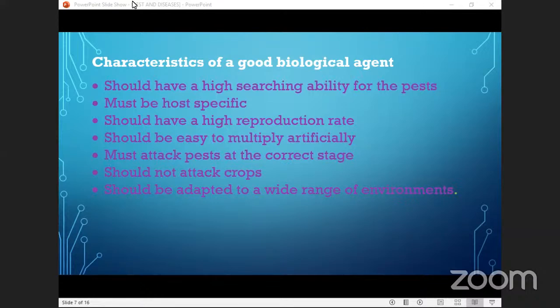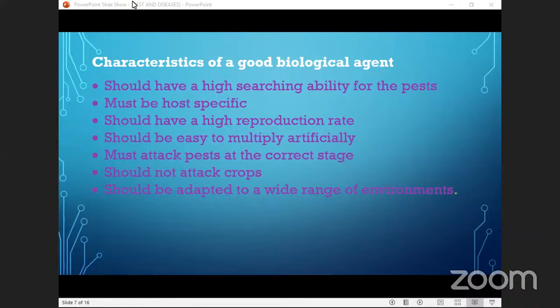All right. The agent which we are introducing into our garden must be host specific. It should only hunt out the pest, not other important living organisms, such as the earthworm, because earthworms are important, such as the bees. The bees are very important. They produce honey for us.